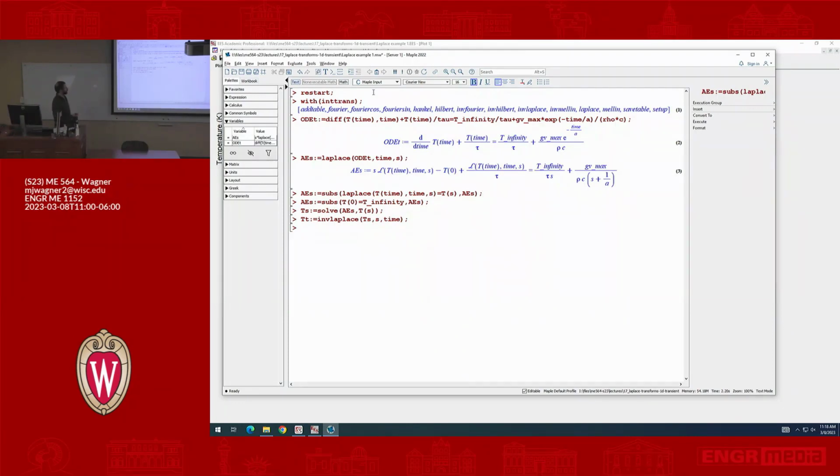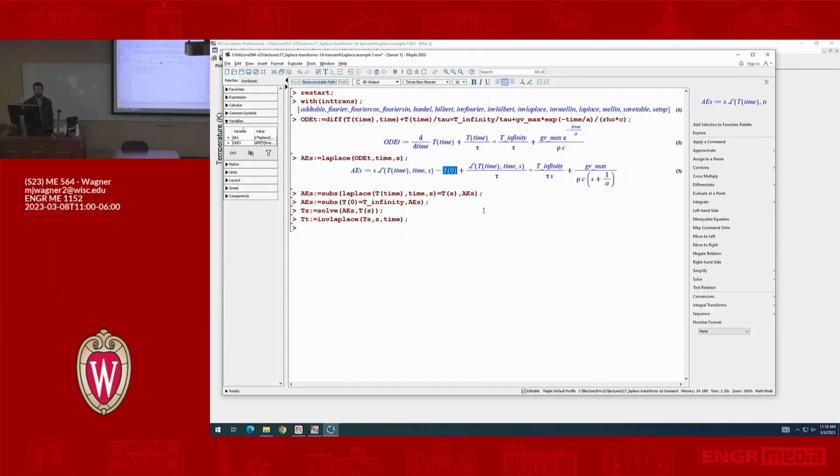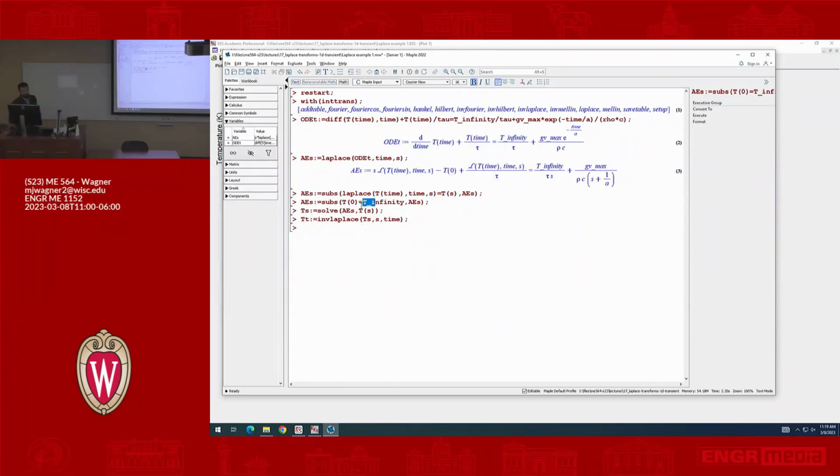There's some points to make, though. The first point to make is this thing here. This is my temperature function evaluated at time equals 0. That's my initial condition. So if you remember the Laplace transform, we're doing S times the Laplace, right? S times T hat of S minus T initial. So T initial, we have to put that in. We would probably want to do that. I've done that down here.